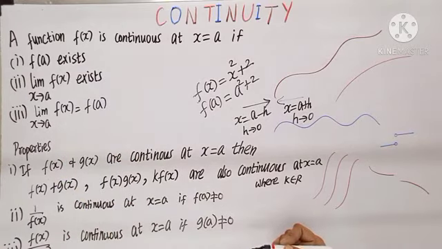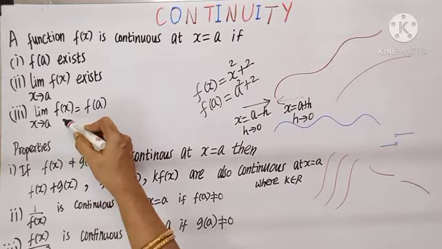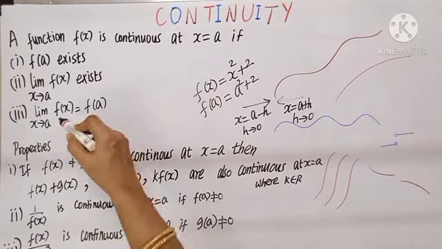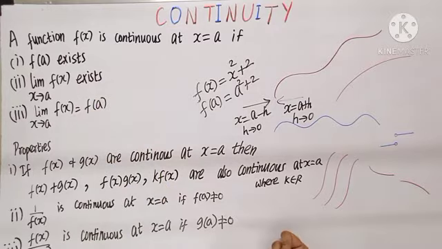And thirdly, both must be equal. So in short, I can say f of x is continuous at x equal to a if limit x tends to a, f of x equals f of a. If any one fails, we will immediately declare it is not continuous.